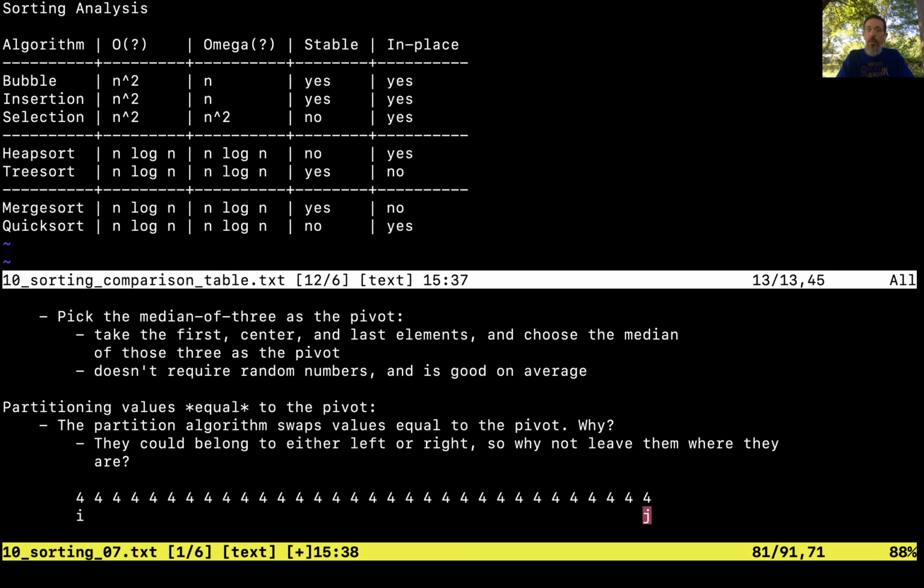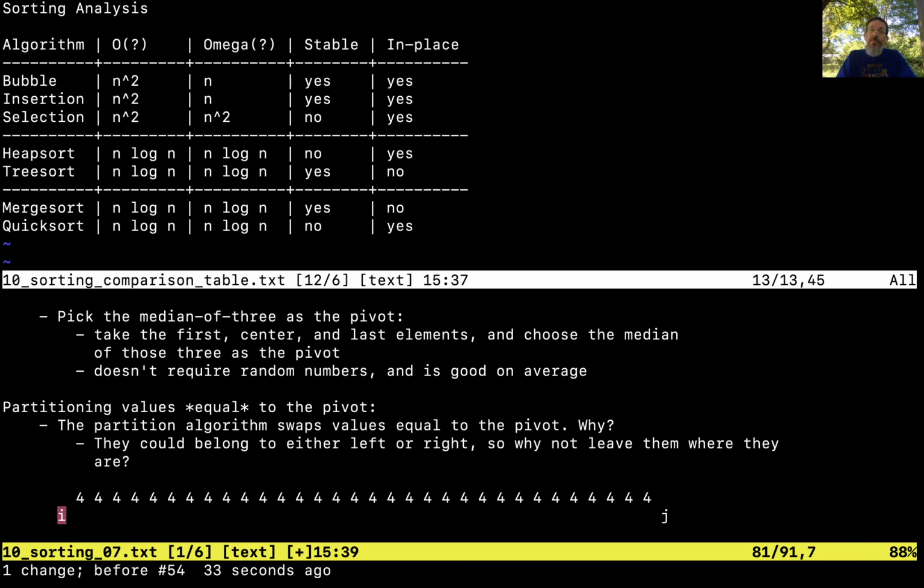And then what happens? We swap 4 and 4. Then I marches forward, J marches back, and we swap those 4s. Then I marches forward, J marches back, and we swap those 4s, and so on. So everything is getting swapped towards the middle. And that seems silly, and it is a little silly. But watch what happens if we didn't behave that way.